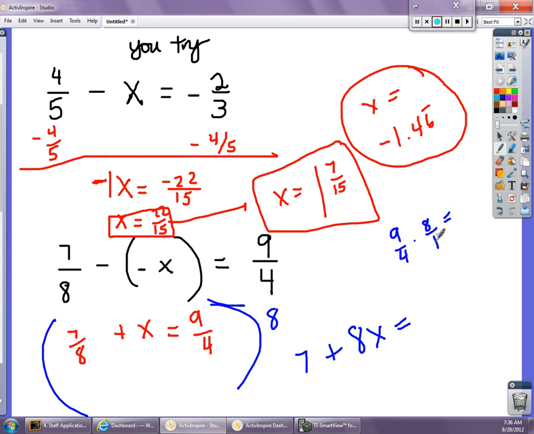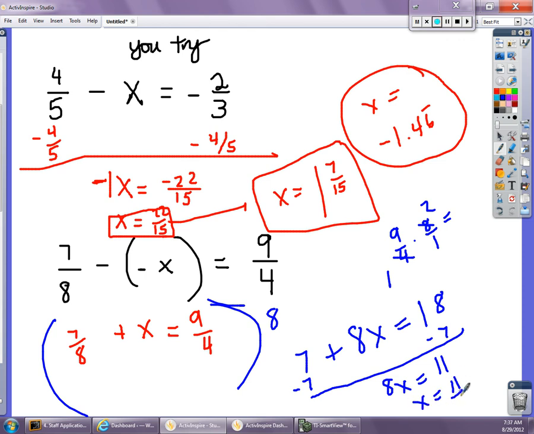You can do it by hand, but again, you could have done it on a calculator. Because it's multiplication, you're allowed to cross out diagonally. You get 18. And now I'm going to subtract 7 on both sides. And you're left with 8x equals 11. And x is going to equal 11 over 8. Remember, you could do exactly what you did here. You could leave it as an improper fraction, you could change it to a mixed number, or you can leave it as a decimal. Either way is fine.